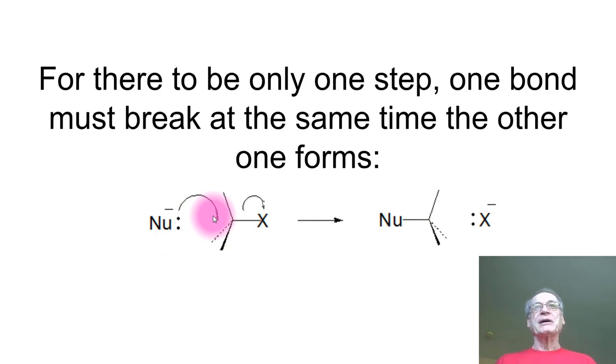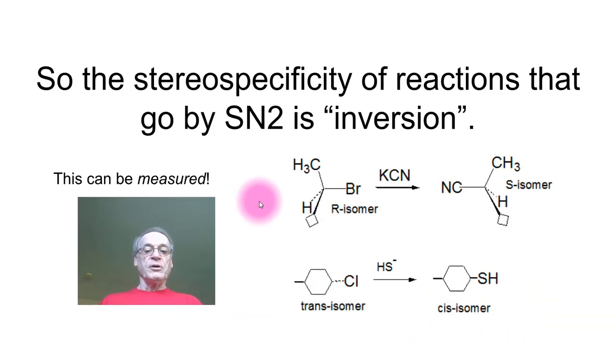It's what's sometimes called backside attack, sometimes called inversion, where whatever the configuration of this carbon was before, now it's flipped, essentially like an umbrella in the wind. So these 3 atoms, whatever they are, hydrogens or carbon groups or whatever, flip over like an umbrella in the wind, and so it's inverted. The configuration of the carbon is inverted because it's backside attack, and it's backside attack because it's concerted. The nucleophile has to come in at the same time the leaving group is leaving. So the stereospecificity of reactions that go by SN2 is called inversion.